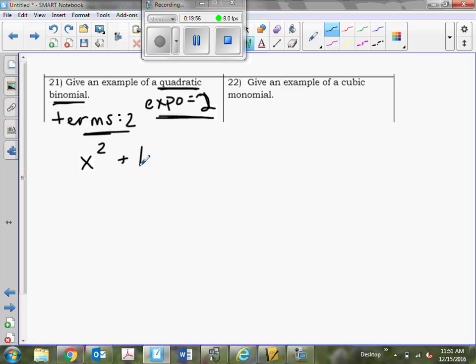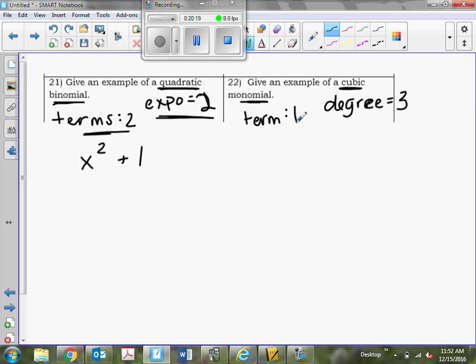Now let's take a look at number 22. It says, give an example of a cubic monomial. A cubic means that it has to have a degree or an exponent of 3. A monomial means that it has to have one term.